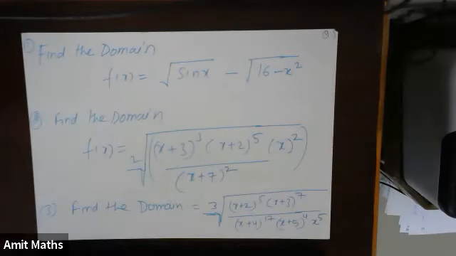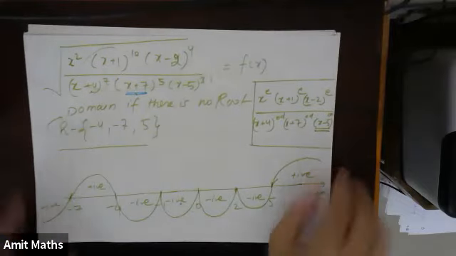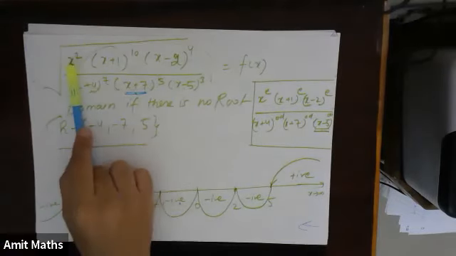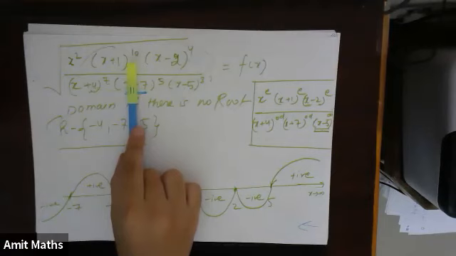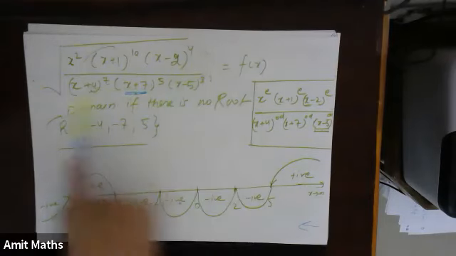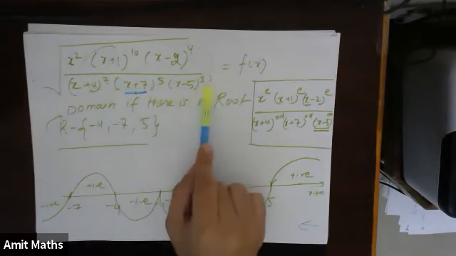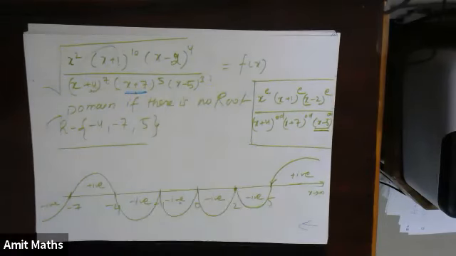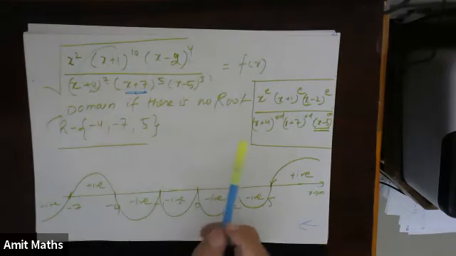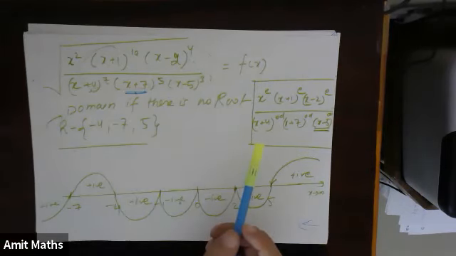I hope you have written down the questions. Now see, in the previous question, we have x square, x plus 1 to the power 10, and x minus 2 to the power 4, x plus 4 to the power 7, x plus 7 to the power 5, and x minus 5 to the power 3. This whole was under root. Now, how is it positive from 5 to positive infinity?